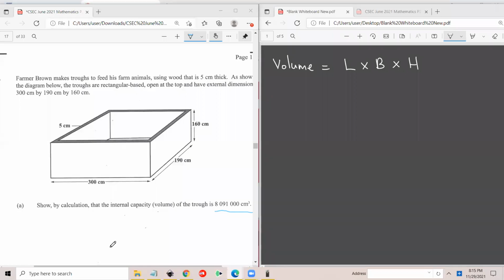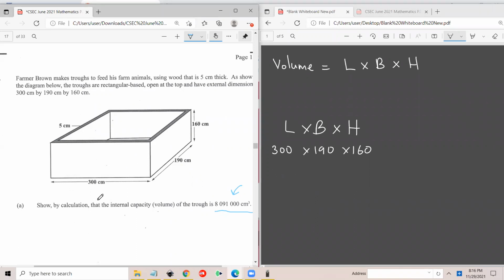Volume would be what? Length by breadth by height also. Now, if you use the dimensions they give you here, if you just simply say 300 by 190 by 160, you're obviously not going to get this answer. And I'm sure a lot of you realize that. You're not getting the answer on the screen.